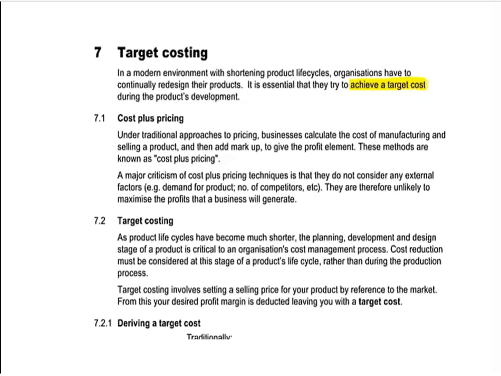Historically, businesses will calculate how much it costs to make the product, and then they'll add a markup in order to give the selling price. The problem with this though is that it doesn't think about external influences on the selling price. So for example, how many competitors there are and what they're charging and what your customers are prepared to pay. The problem is that we're not thinking externally, and so it's not going to result in the maximisation of the company's profits.